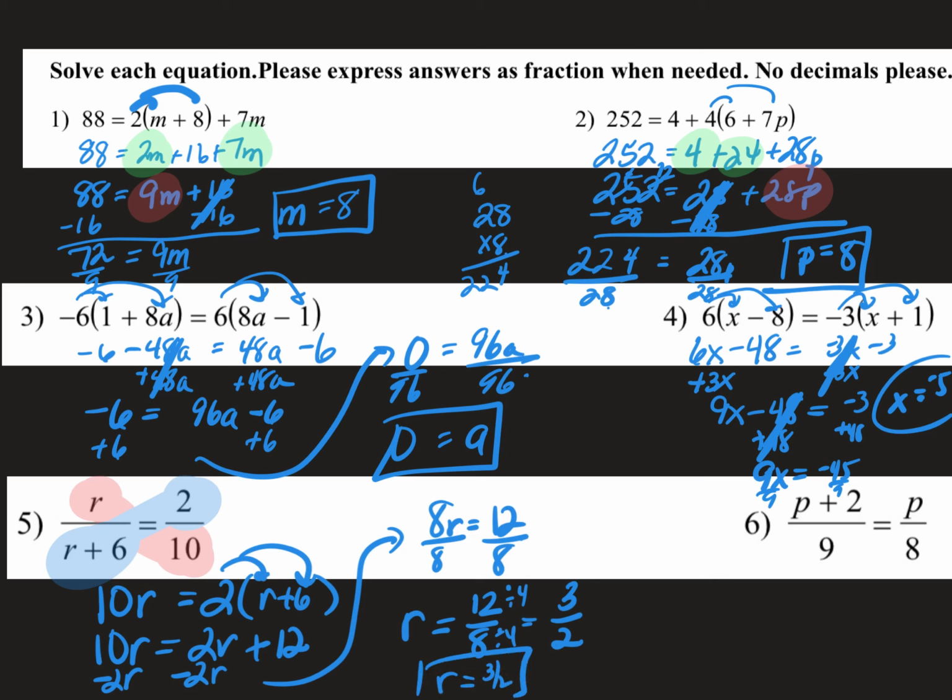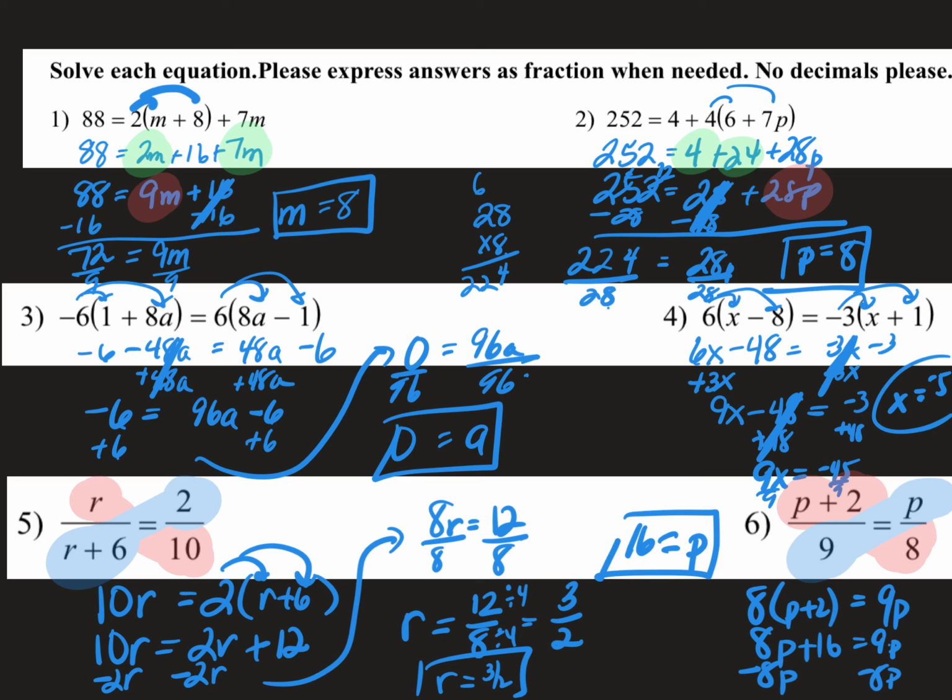That's my answer. And for the next one, we're going to do the same thing. We're going to multiply p plus 2 and 8. And then we're going to write down an equal sign and multiply 9 and p. So 8 times p plus 2 equals 9 times p. So 8p plus 16 equals 9p. I'm going to subtract that 8p. So 9p minus 8p on the right-hand side of the equal sign is just 1p, or p, and you're left with 16 on the left. So p is 16. And that is those review questions.